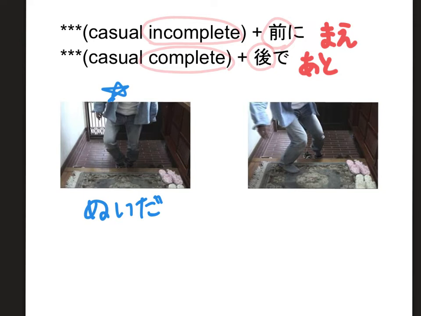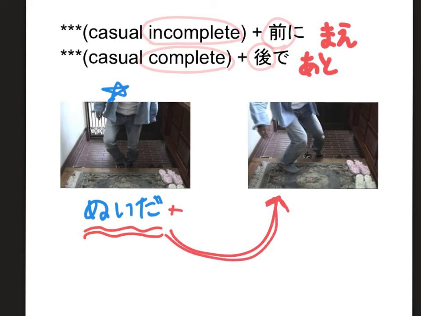So it'll sound like this. Kutsu o nuida atode. Then what happens next? Ippo agarimasu. Kutsu o nuida atode. Ippo agarimasu.